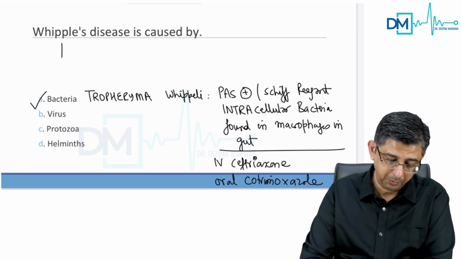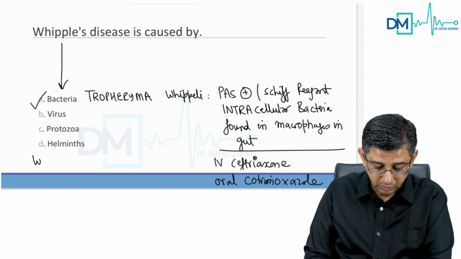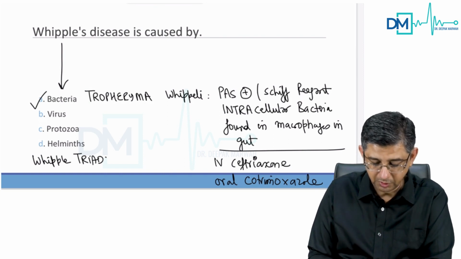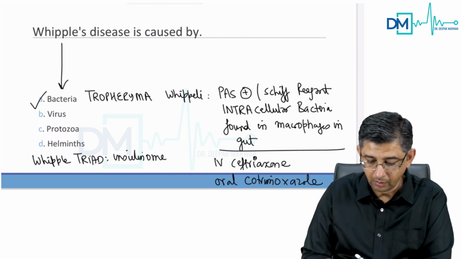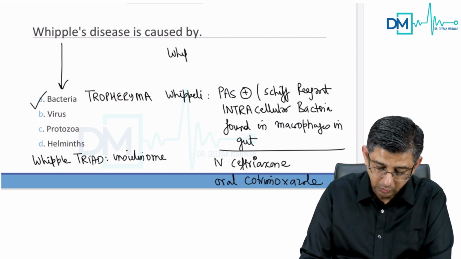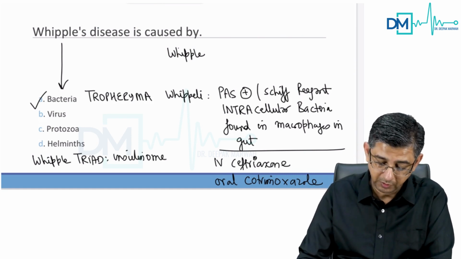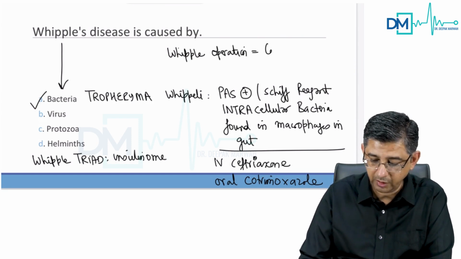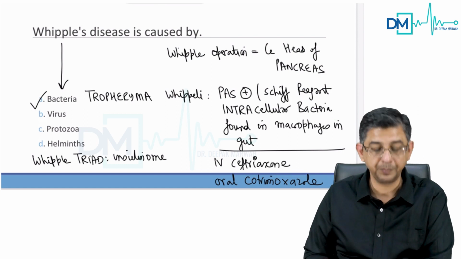So the fact to be remembered is Whipple's disease is caused by an intracellular bacteria. This is obviously not to be confused with the related MCQ Whipple's triad, which is for insulinoma. And this is also not to be confused with what we call Whipple's operation, which is done for cancer of the head of the pancreas. So I thought I'll just mention the related terms also that you guys should be familiar with.